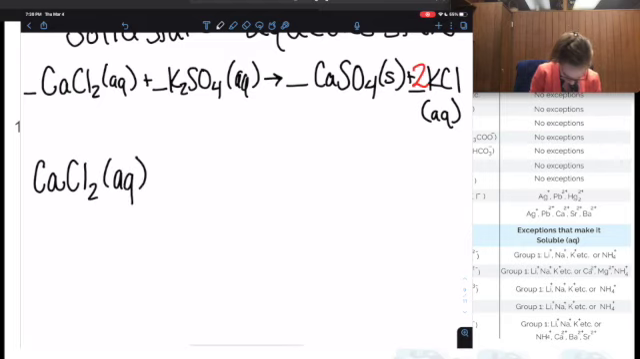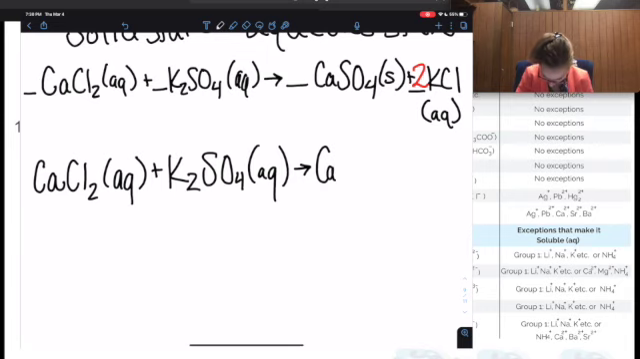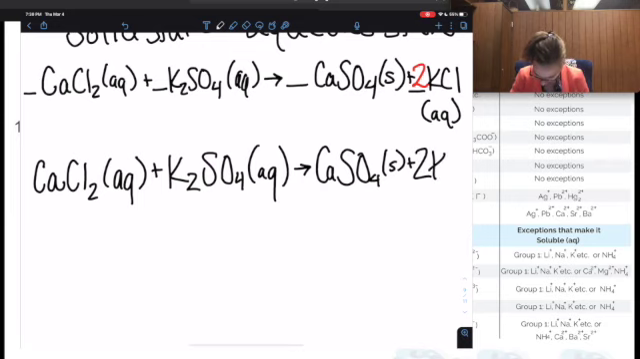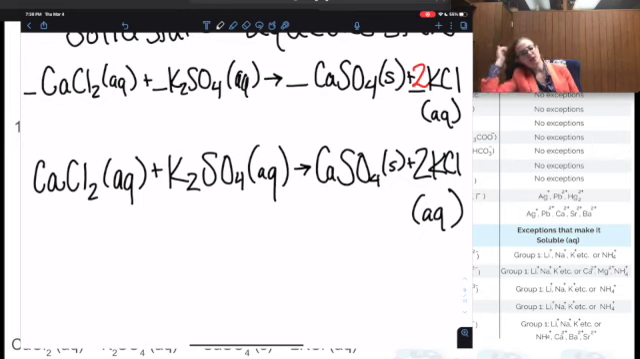CaCl2 in the aqueous state reacts with K2SO4, aqueous, to make calcium sulfate in the solid state and 2 potassium chlorides in the aqueous state. So that is what our properly written chemical equation looks like. It's up there on the screen for you as well.